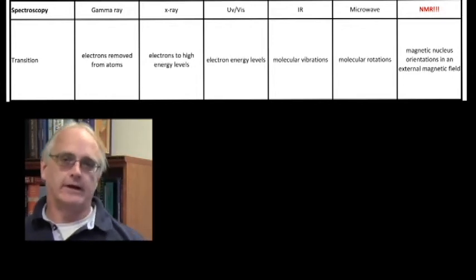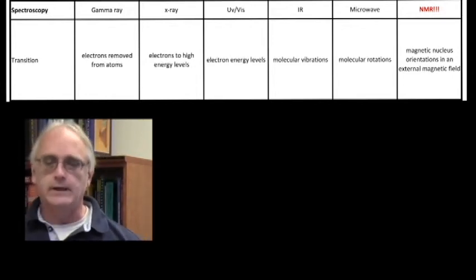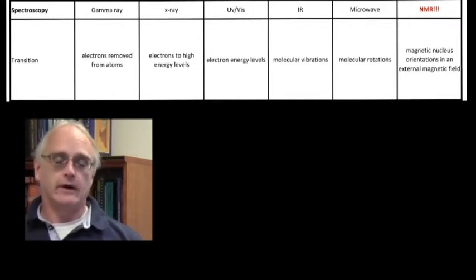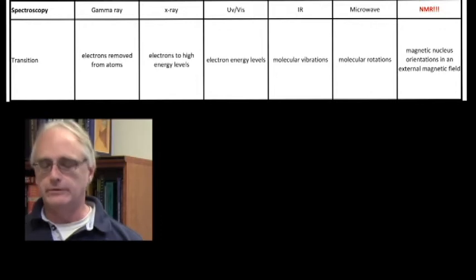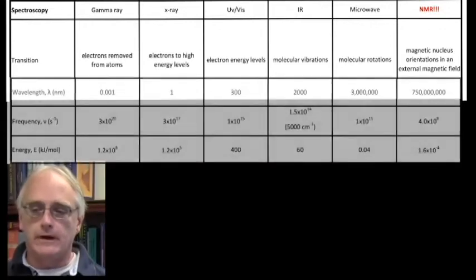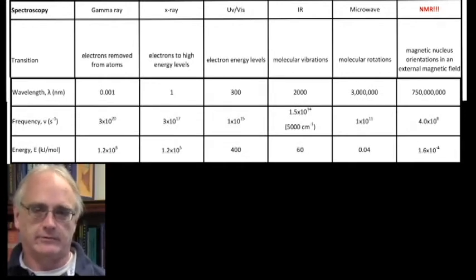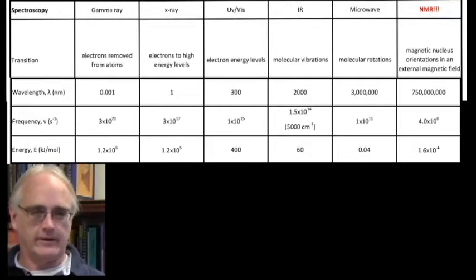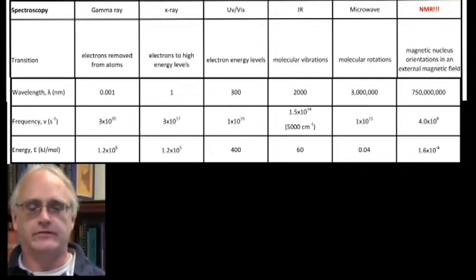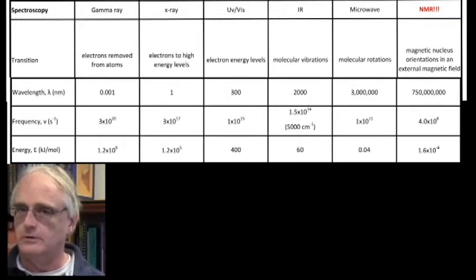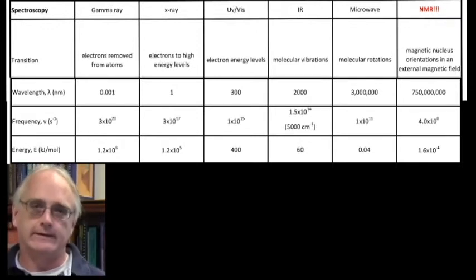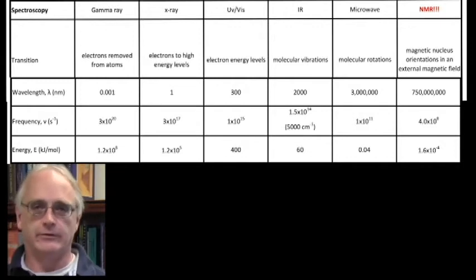Whereas NMR spectroscopy, the lowest energy technique that we run across, basically just simply reorients the orientation of a magnetic nucleus in an external magnetic field. There are other ways of talking about spectroscopy involving the numbers, typically wavelengths, frequencies, or energies. Here are these various numbers all in common units. I'm using energy in kilojoules per mole. Those are the types of energy units that many chemists are most familiar with.